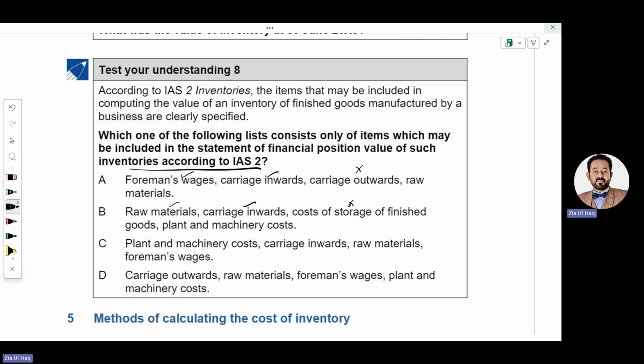Part C: plant and machinery cost, meaning depreciation, yes. That is used during production. Carriage inward, yes. Raw material, yes. Foreman wages, yes. Option C. What is option D? Carriage outwards, no.